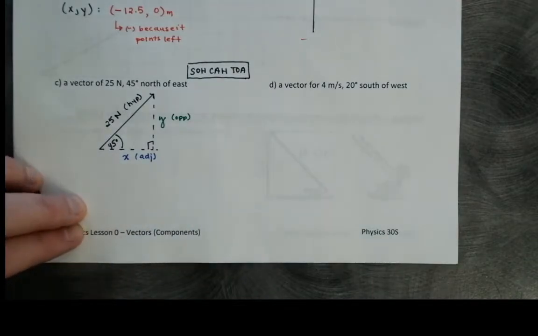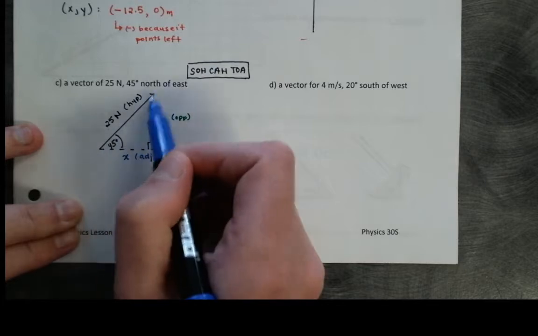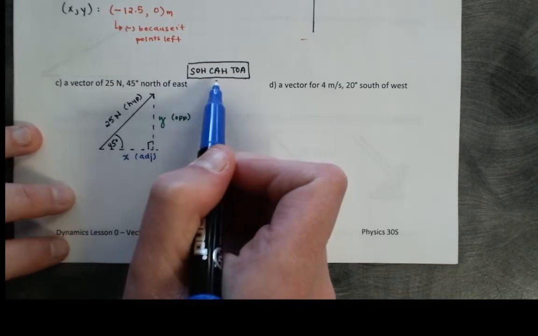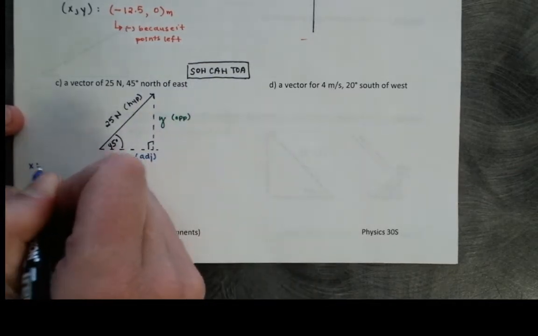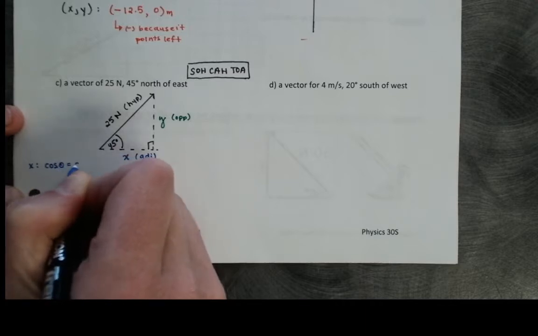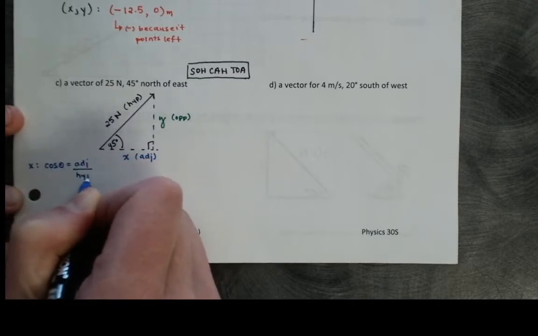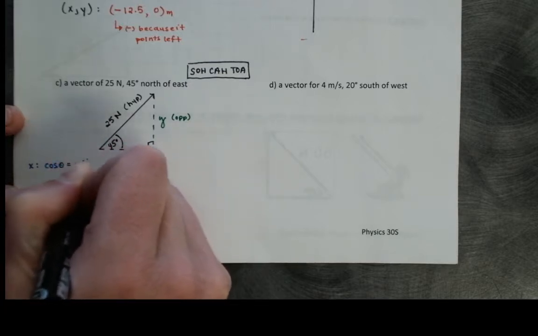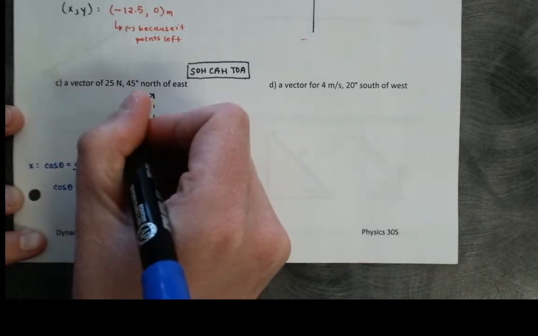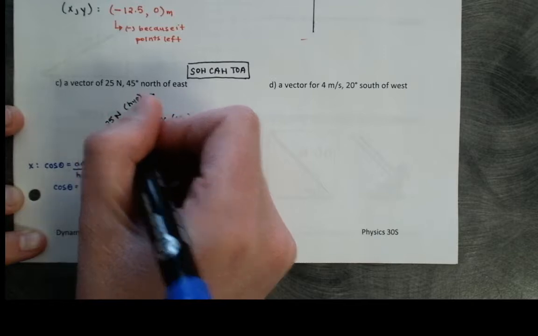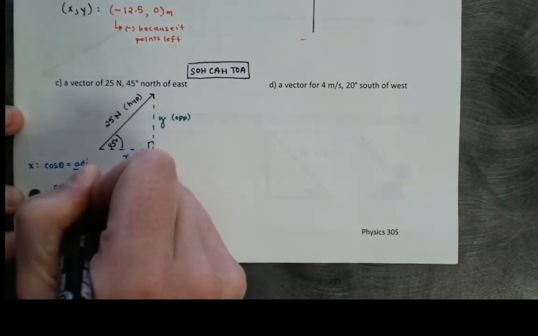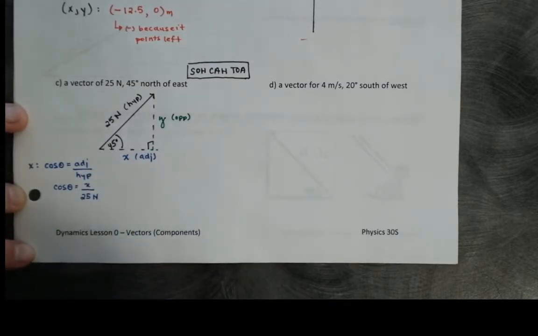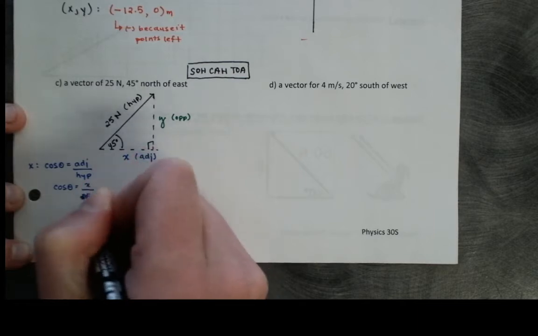So let's start with x. X is adjacent. We know the hypotenuse and we know the angle. So if we have adjacent and hypotenuse, we're going to be using cosine. Okay? So for x, cosine is equal to adjacent over hypotenuse. That means cosine theta is really equal to the unknown side over the hypotenuse, which is 25 newtons. You know what? I'm going to leave this as hypotenuse for now.